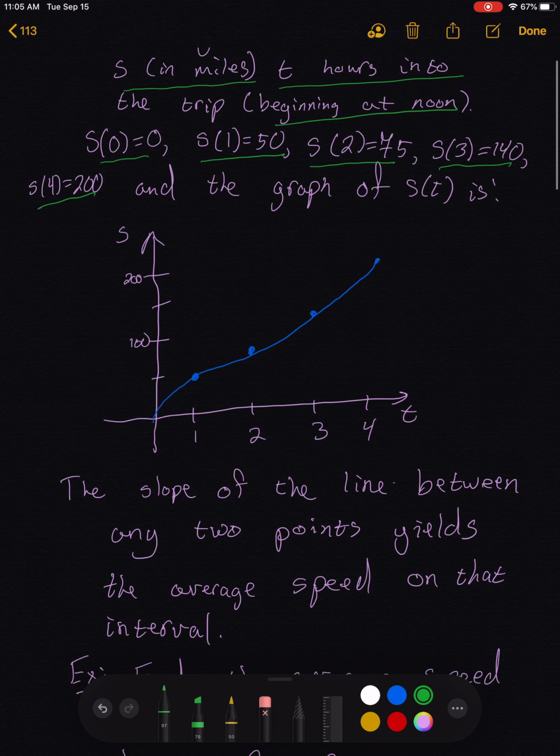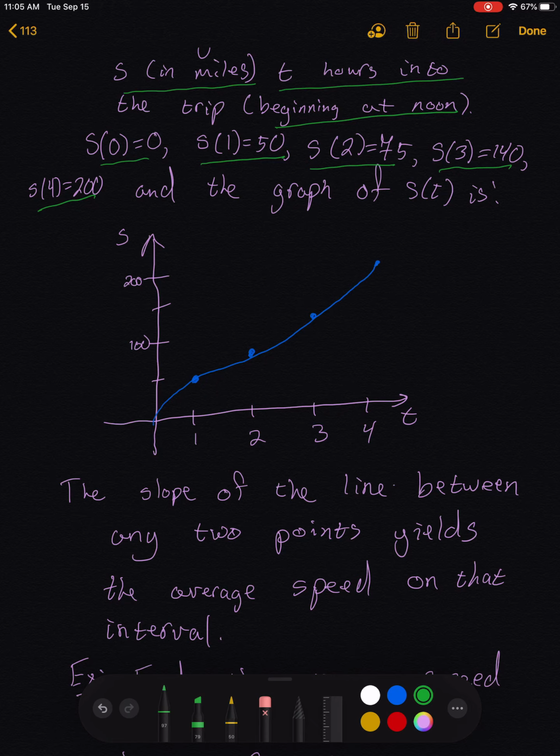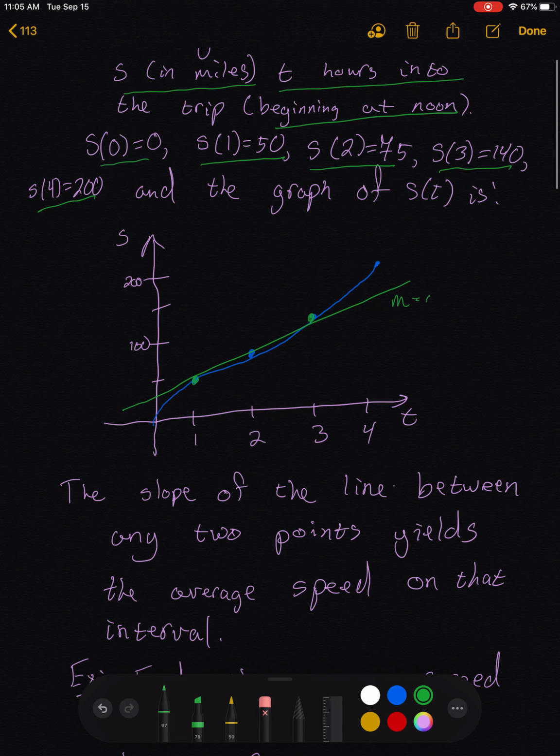Okay, so the slope of the line between any 2 points yields the average speed on that interval. So basically, if I took a line between, say, t is 1 and t is 3, and I'll construct a line through those points, whatever the slope of that line is, m would be the average speed between 1 and 3.